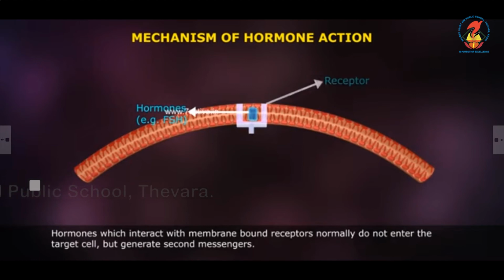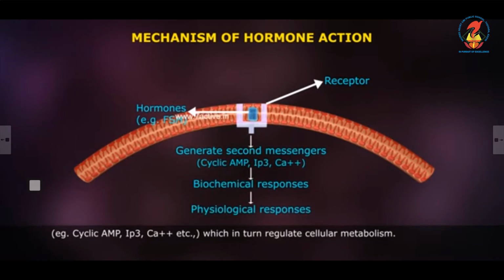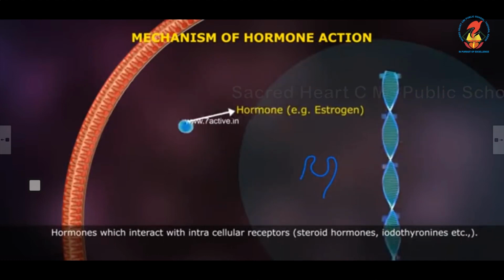So, the first category and fourth category bind to the membrane bound receptors, and this binding of the hormone with the receptor generates a second messenger. The second messenger can be cyclic AMP, IP3 or calcium, which results in biochemical responses, and hence the physiological functions of the cell are regulated.